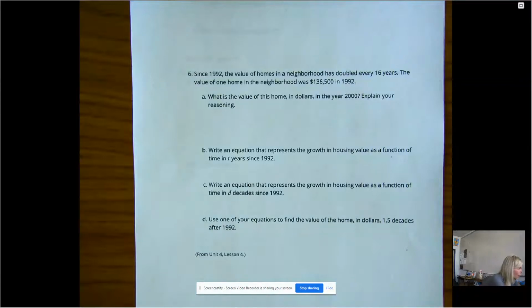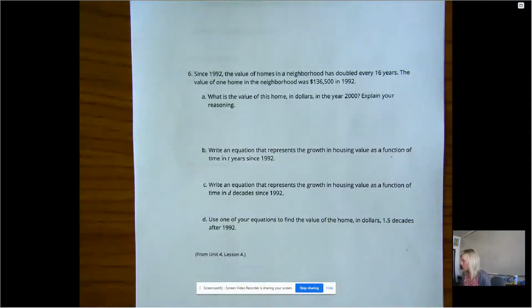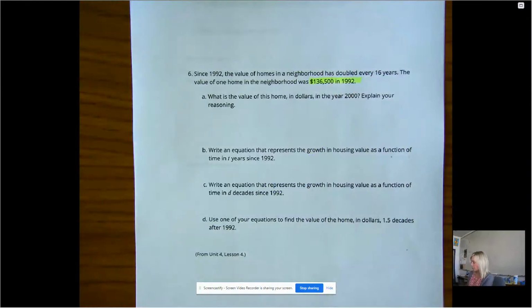One second, doubling every 16 years. So not every year, obviously. That'd be crazy if home prices doubled every year. But every 16 years, it's a hot market, but it's not unreasonable. The value of one home in the neighborhood was $136,500 in 1992. Okay, so that's the home we're going to be working with.